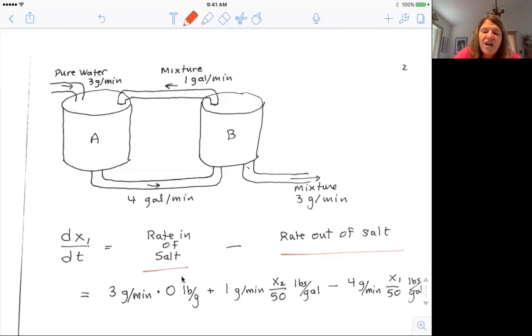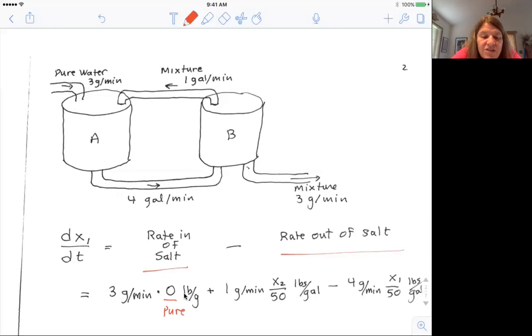So we have to consider the concentration here. That's 3 gallons per minute times, this is pure water right here, so the salt in it is 0 pounds per gallon. Okay, that's why that zero's there, because the water coming in at that point is pure water.